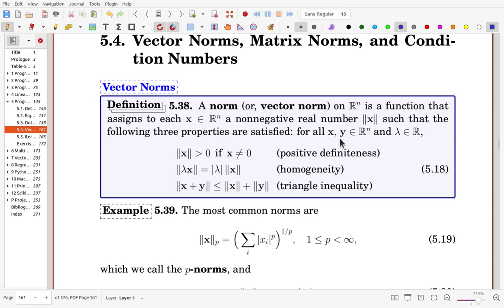For all x, y in Rn and scalar lambda, this first one is the positive definiteness, the second one is homogeneity, and the last one is the triangle inequality. We can define various norms satisfying these three properties.